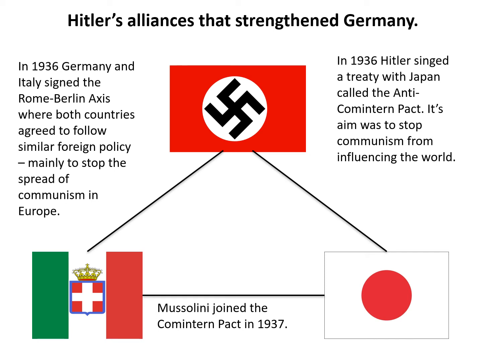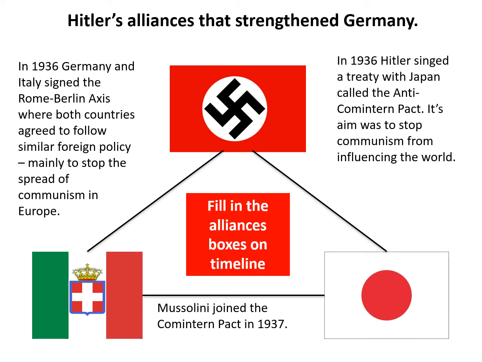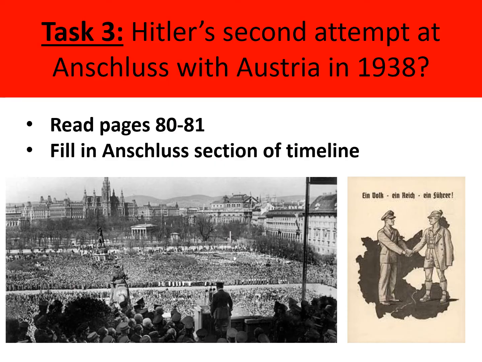Okay, so we've done the first two boxes, anti-Comintern, Rome-Berlin. We haven't done Nazi-Soviet or Pact of Steel yet. Okay, big box at the bottom says, describe the second attempt at Anschluss in 1936. 38. I might have got it wrong on the timeline. If I have, let's just check on the notes, but just do the arrow pointing towards 1938 and get rid of 1936. Let's see. I'm either wrong on the PowerPoint or I'm wrong on the timeline.